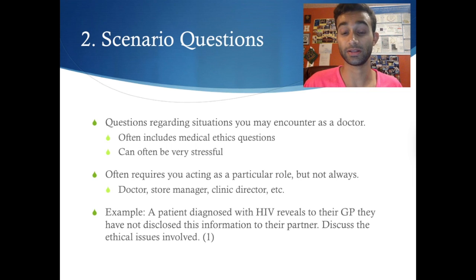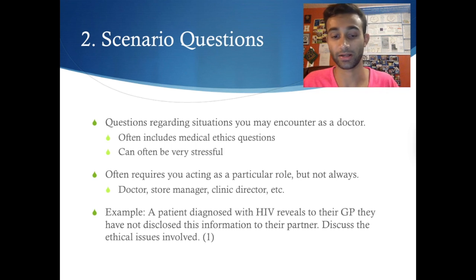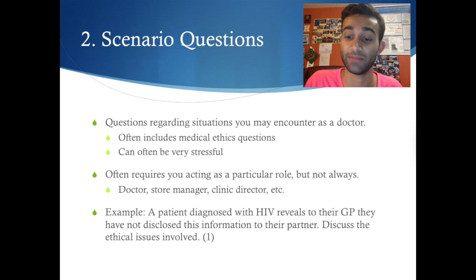One of the places where I got this question is listed in the description because I always cite my sources. But basically, look, it says a patient is diagnosed with HIV and reveals to their general practitioner that they have not disclosed this information to their partner. Discuss the ethical issues involved. So now you literally have to put yourself in the shoes of the physician of this patient and discuss what's important. Because remember, HIV can be transmitted through sexual intercourse. It can also be transmitted through blood.